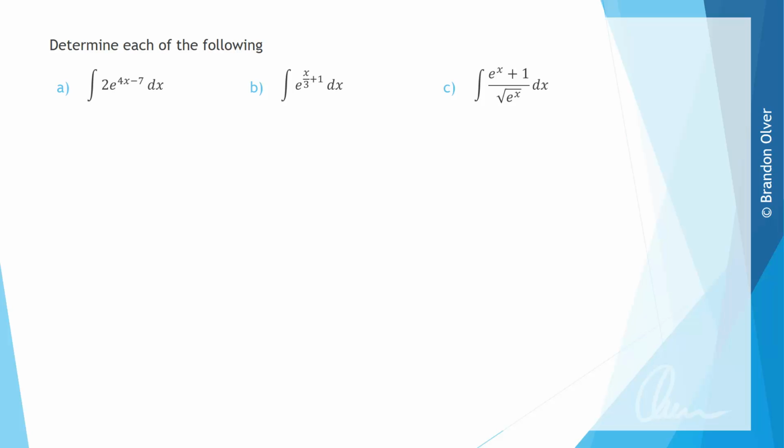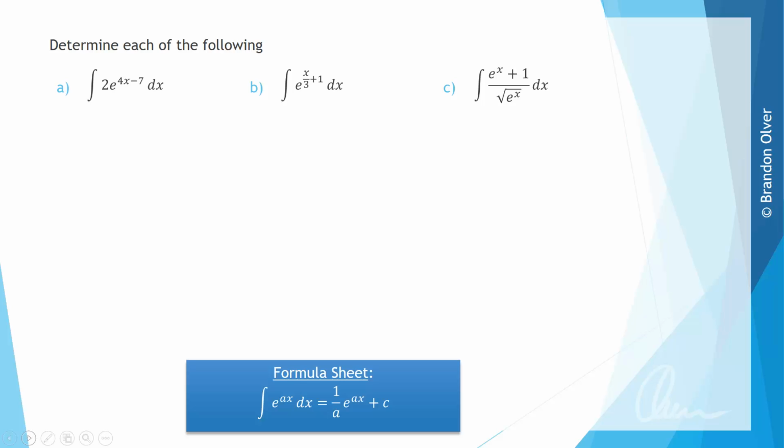Determine each of the following. We're asked to find antiderivatives, or to integrate exponential functions, and we know that there's a formula that we can use to do that. The integral of e to the power of ax with respect to x is equal to 1 divided by a, or multiplying by the reciprocal of the coefficient of x, as another way to put that. So it's 1 divided by a times e to the power of ax, plus c as the constant of integration.